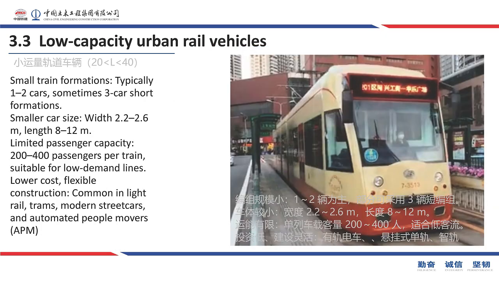Low-capacity urban systems. The last type is low-capacity systems. These trains are very small, only 1 to 2 cars, sometimes 3. They carry 200 to 400 passengers, ideal for low-demand routes.